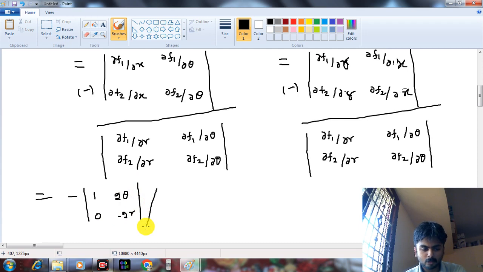So dou f1 by dou r. When I differentiate f1 with respect to r, I will get minus 2r. Both x and theta will get 0. So it will be minus 2r. When I differentiate f1 with respect to theta, I will get plus 2 theta. And if I differentiate f2 with respect to r, I will get minus 2 theta. And if I differentiate f2 with respect to theta, I will get minus 2r.